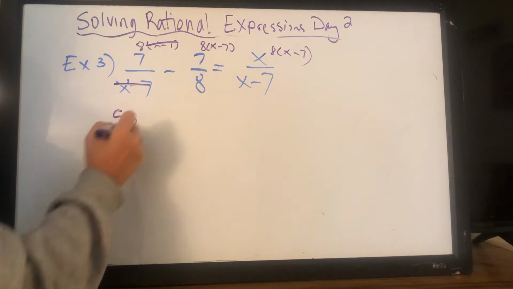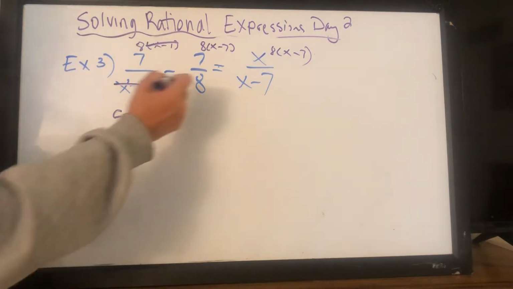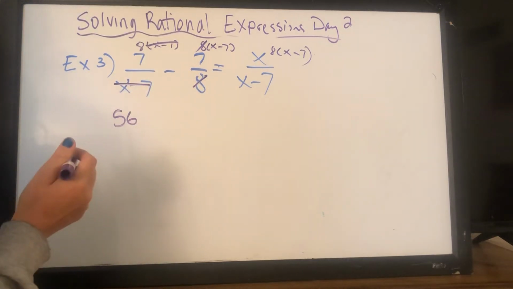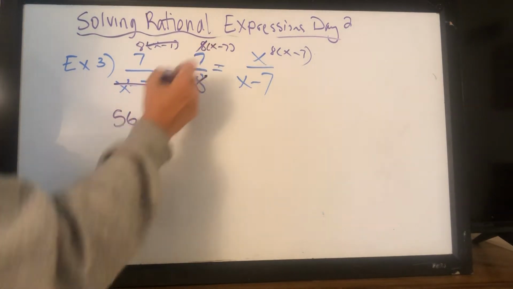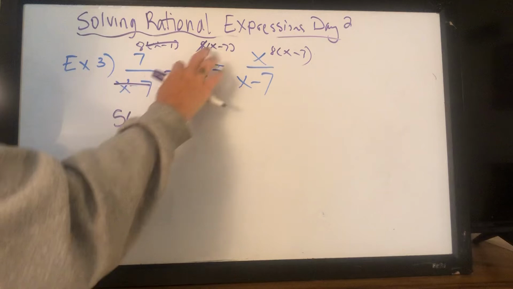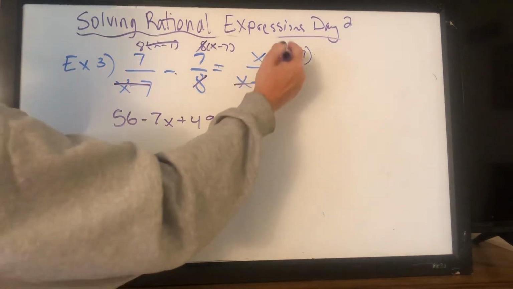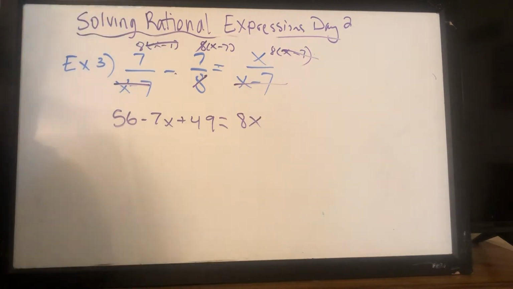8 times 7 is 56. Over here, the 8's cancel, and here we go again. We got another negative that we got to distribute in. So we've got a minus 7x, 2 negatives, and a plus 49. Over here, those cancel, and we got 8x.